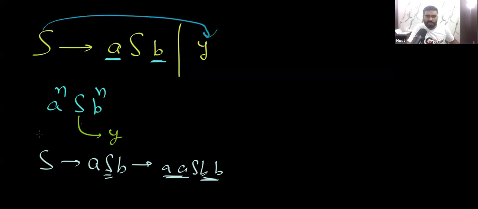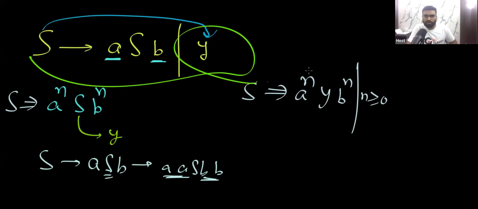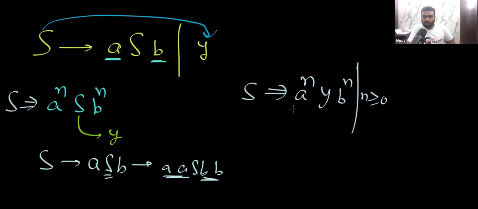So finally in this type of situation, this is what S is generating. So what will be the language? S will generate A power n Y B power n, where n is greater than or equal to 0. Is this clear? Because we can directly create Y from S, the reason n is greater than or equal to 0. Agree? So very simple. I hope you understood.